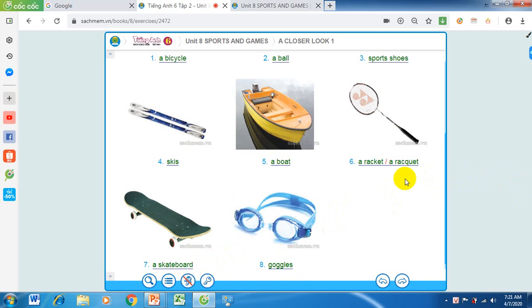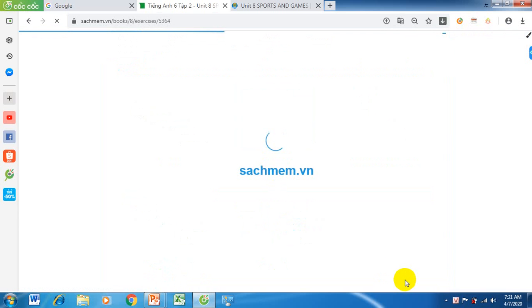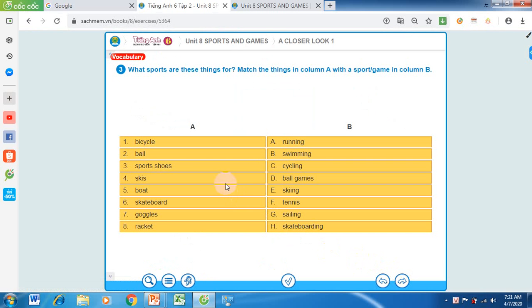Okay, a racket you can write in two ways. The first you can write R-A-C-K-E-T. The second way we can write R-A-C-Q-U-E-T. A racket. Thank you. We move on to part 3.